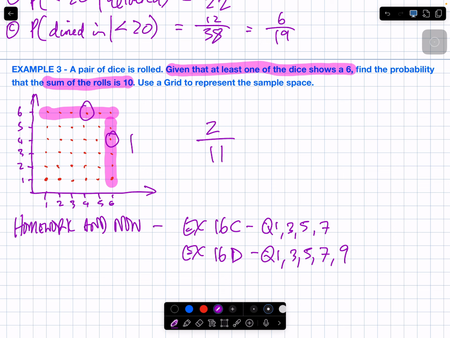Probability, I didn't write up the answer correctly. P, sum of 10 given 6 equals 2 over 11.